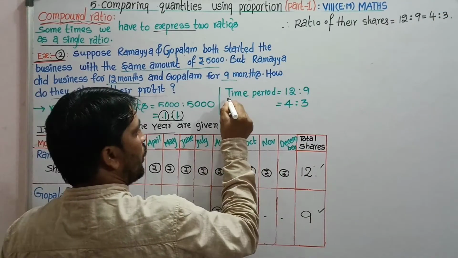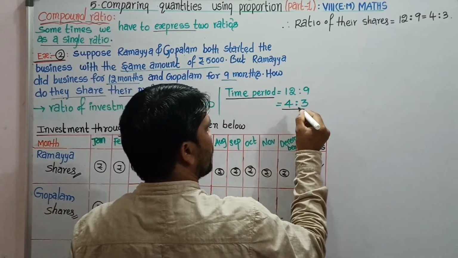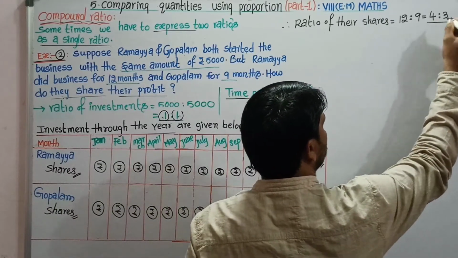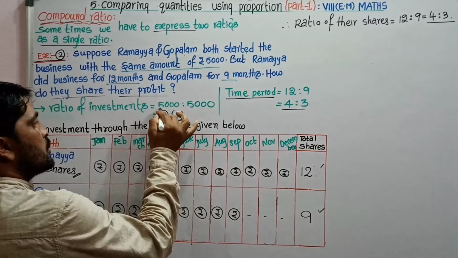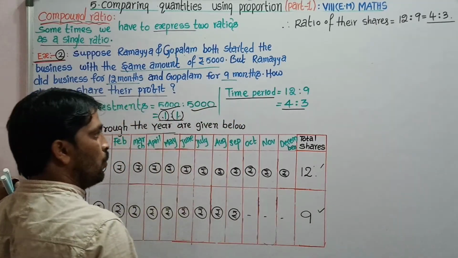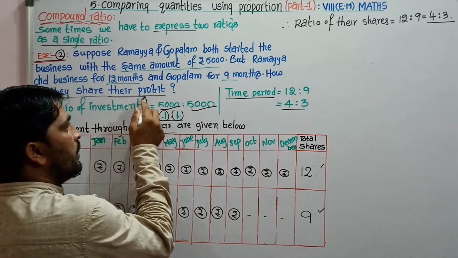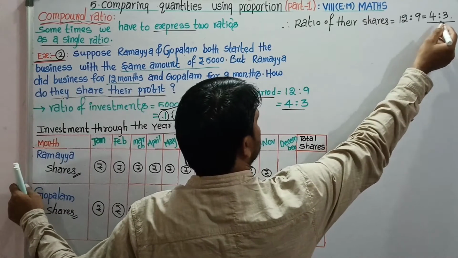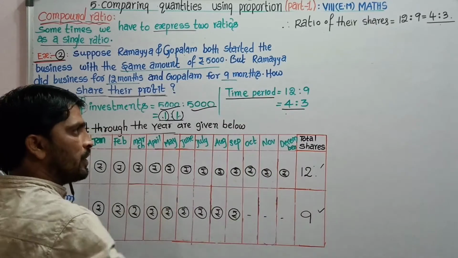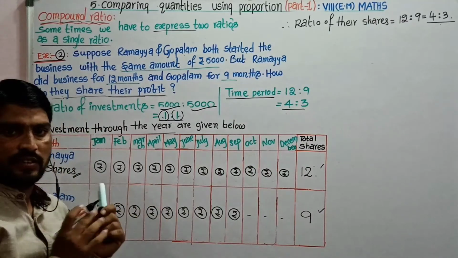We observed the ratio of time period is equal to the ratio of their shares when their investments are equal. So, they will divide their profit in the ratio of their shares, that is equal to the ratio of time period. This is the second case. Okay.